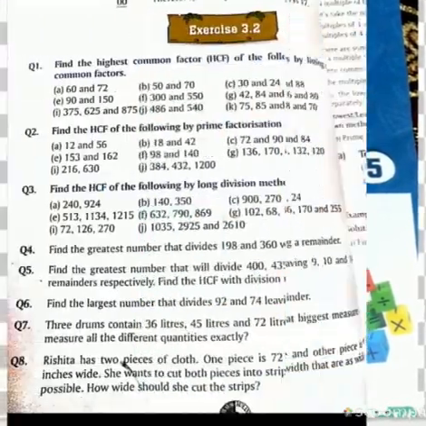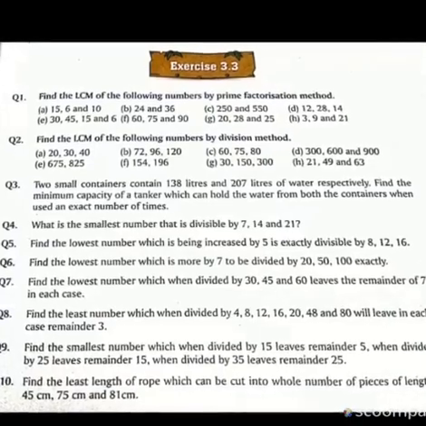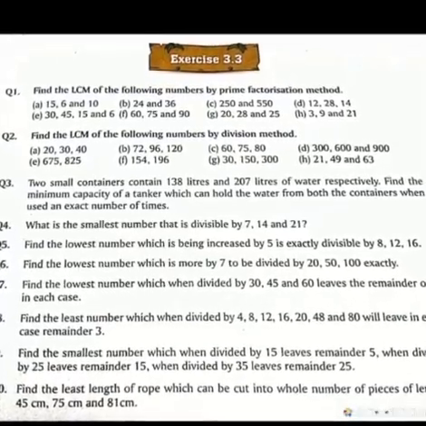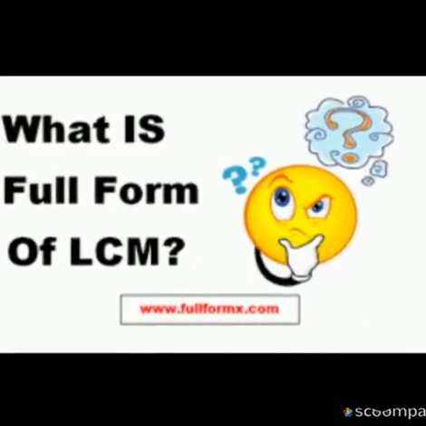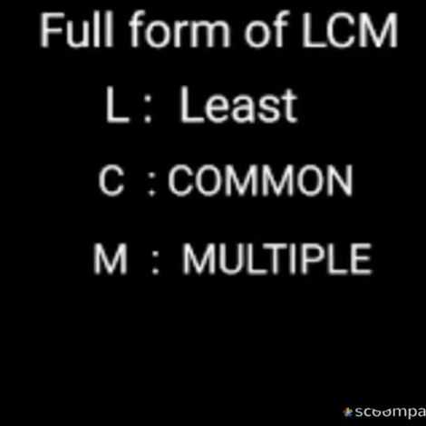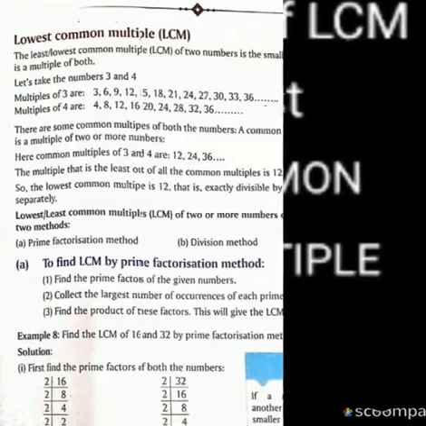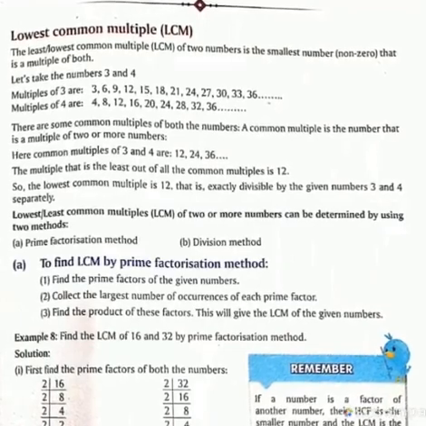Yesterday we have done exercise 3.2. Today we will start our next exercise 3.3. So, first topic is LCM. What is LCM? The least or the lowest common multiple. The least common multiple of two numbers is the smallest number that is the multiple of both.